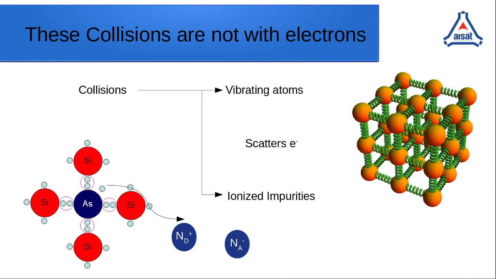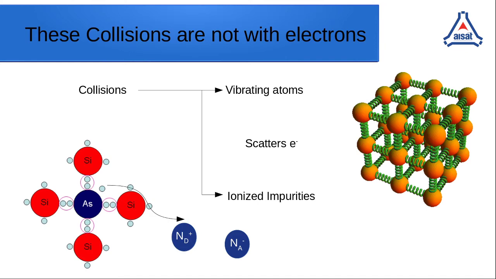Don't think that these collisions of electrons during the thermal motion are because an electron is hitting another electron in its path. It is not the case. The electrons are not hitting other free electrons. But these collisions are happening with the vibrating atoms.